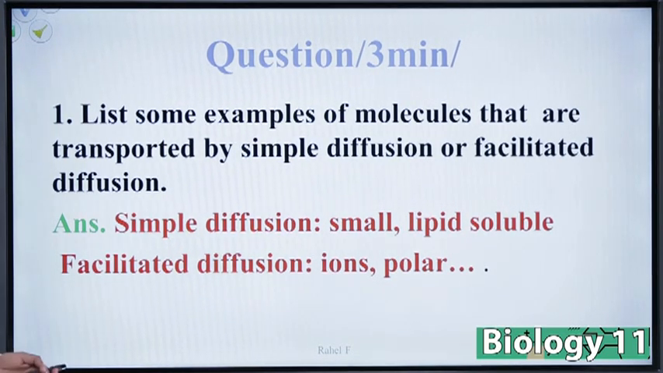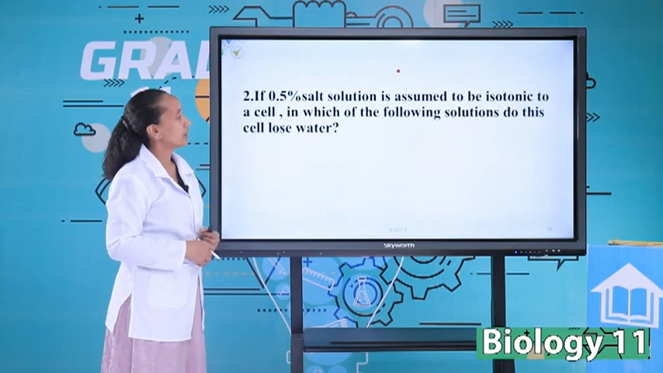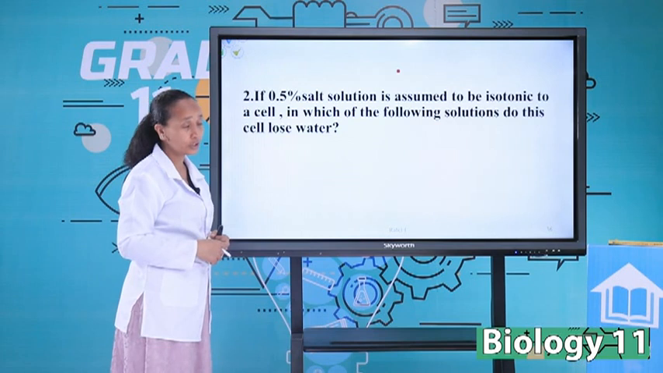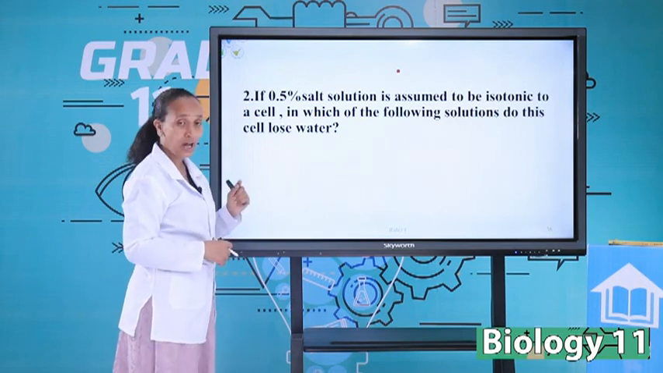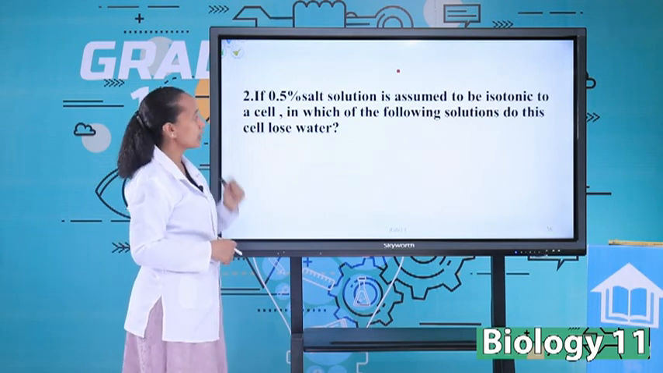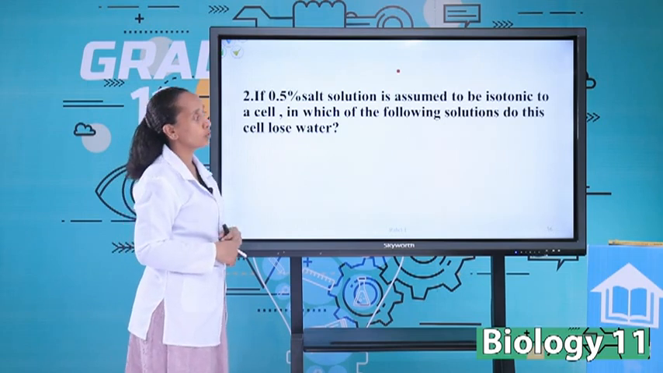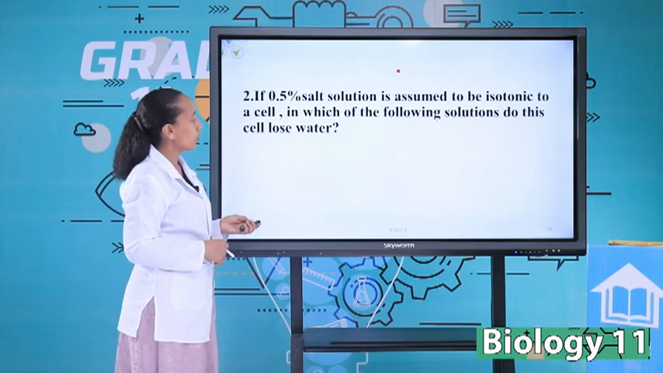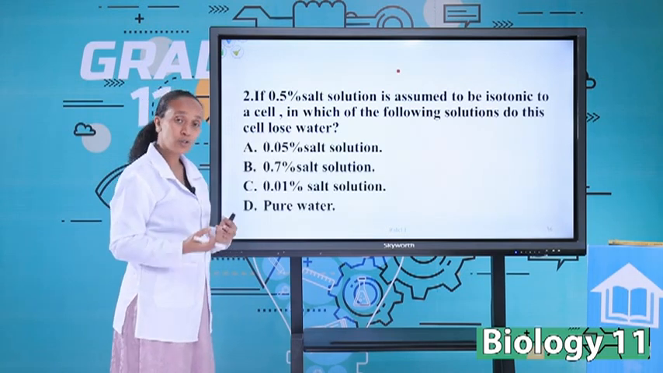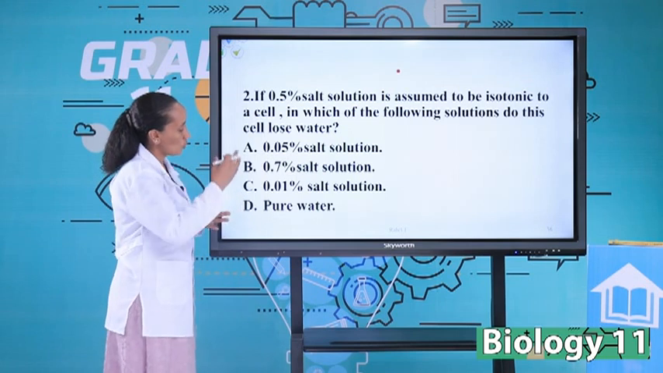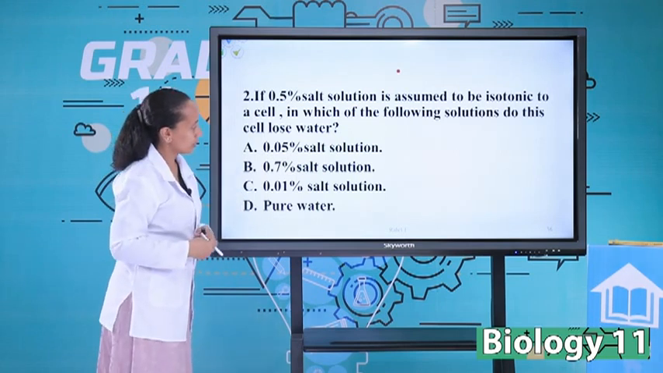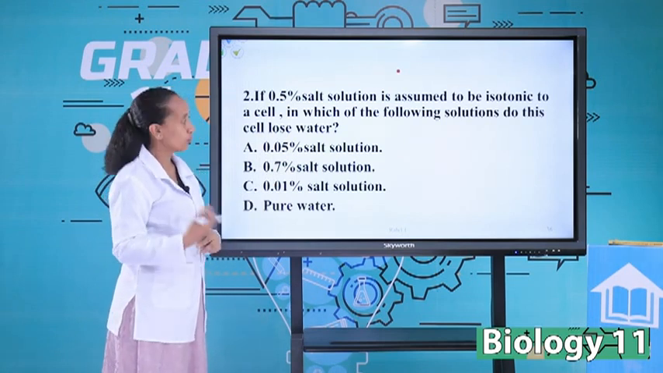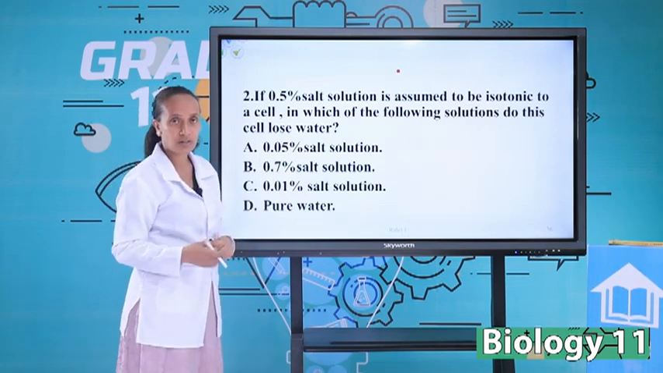The second question says, if 0.5% salt solution is assumed to be isotonic to a cell, in which of the following solutions does this cell lose water? You are given 4 choices and you are expected to choose one of the 4 choices in which the cell loses water. Can you try this in 30 seconds?